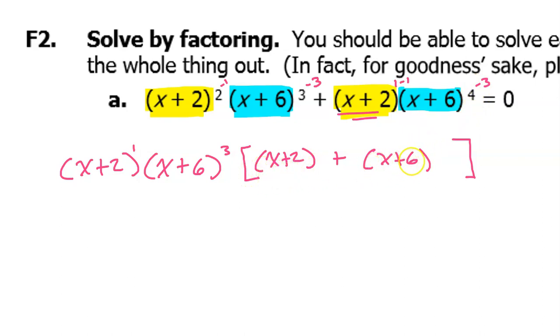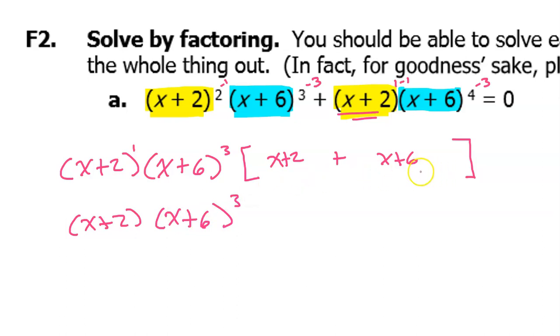So the beauty of this is that each of these are now only to the 1 power, which means that the parentheses are no longer even really needed. So this is really just an x plus 2. Don't really need the parentheses anymore. Let me just rewrite that. And this one over here is just an x plus 6. Don't really need the parentheses anymore. That's why on the next step, I'm going to have x plus 2 times x plus 6 to the third power. But then in here, x plus x, that's 2x, and 2 plus 6 is 8. So I have 2x plus 8.